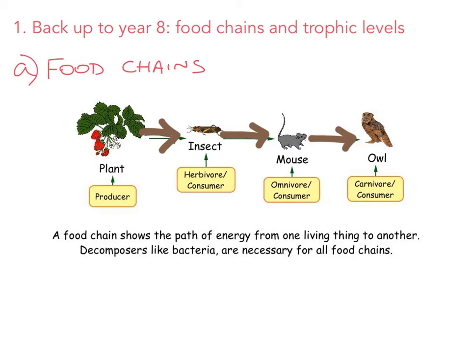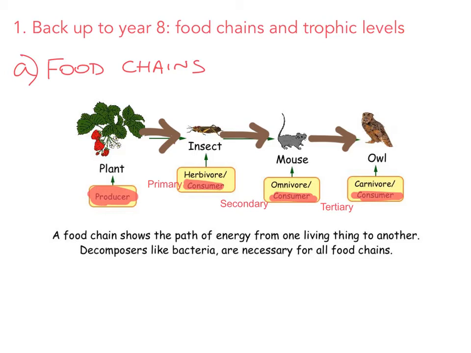A quick rundown of the language. The plant produces its own energy from the sun, produces its own food from the sun, so it's a producer, and everyone else just consumes, so they are called consumers. The first level of consumer is called primary. And then naturally the next level up is secondary, and then the third level is the tertiary consumer.